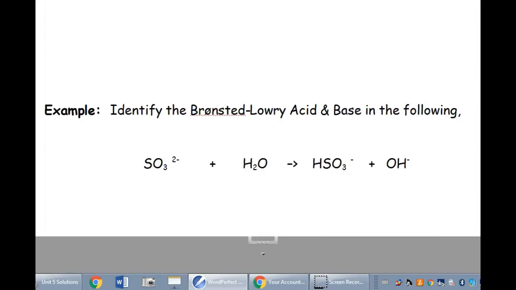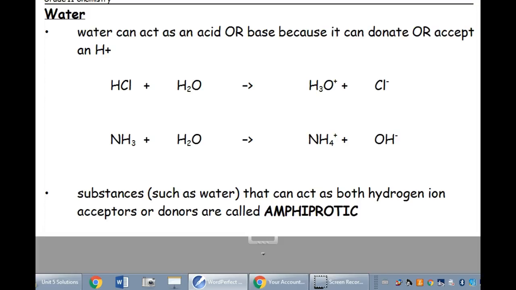So if you weren't too sure about that, here's another example for you to try that we'll take up tomorrow. I want you to identify the Bronsted-Lowry acid and base pair in this, and I also want you to label them as acids or bases. If you can do that for tomorrow's class, then we'll be ready to take it up.